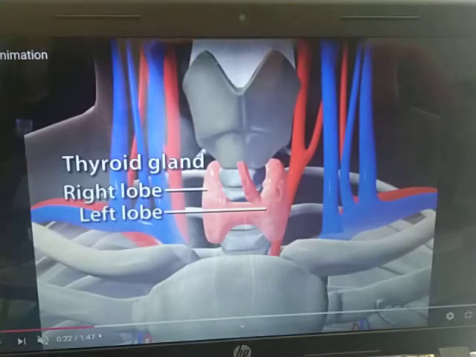Dear students, we are continuing with the function of the thyroid gland. Now, the thyroid gland is responsible for stimulating protein synthesis and promoting the growth of the body tissues by secreting hormones. That means the thyroid gland secretes hormones, and those hormones stimulate protein synthesis.